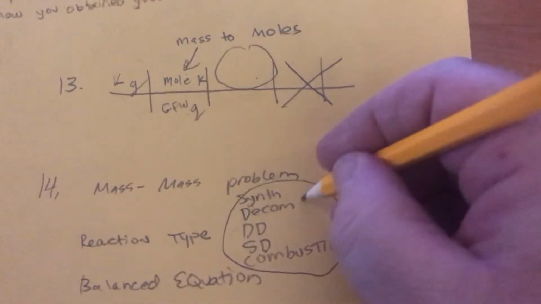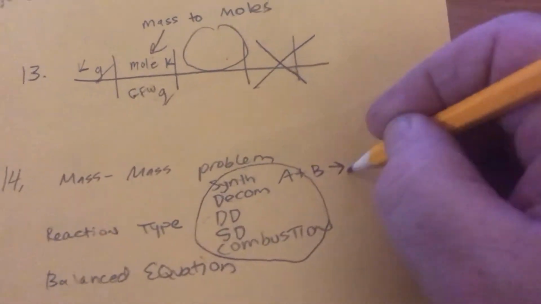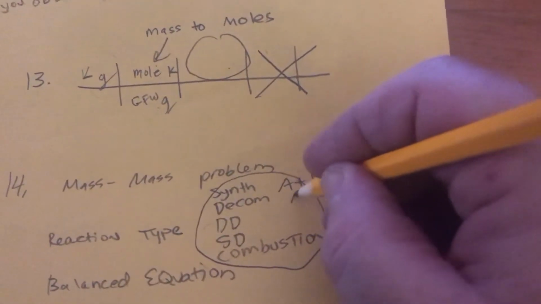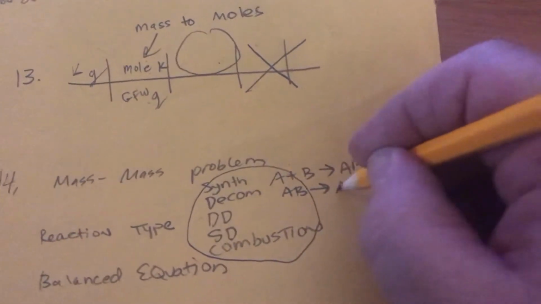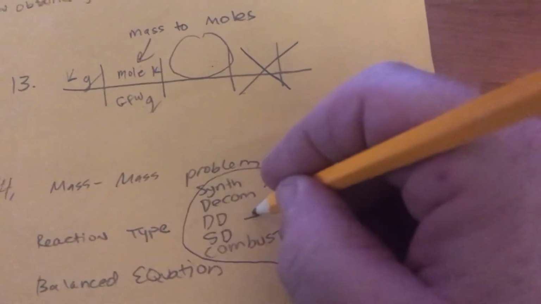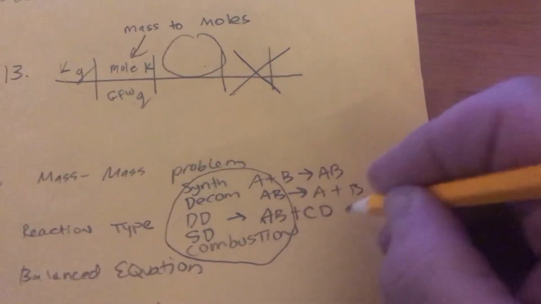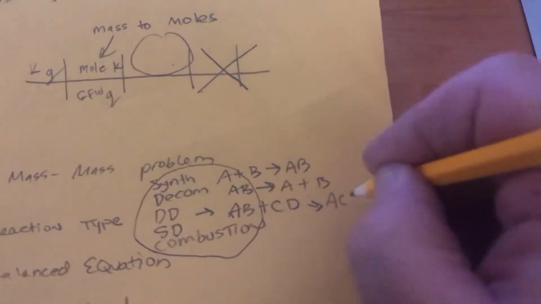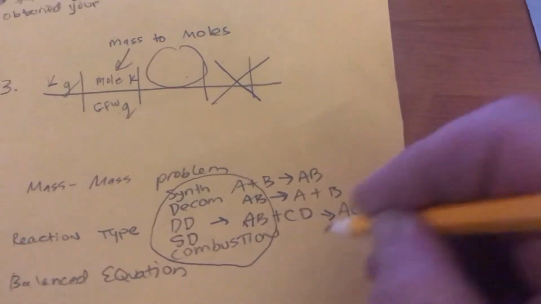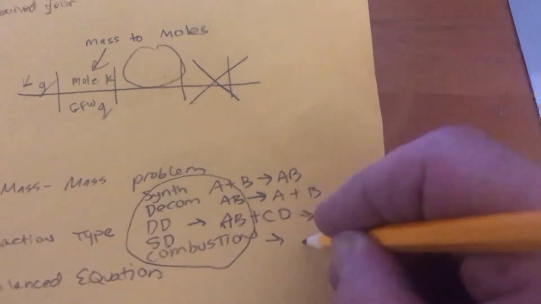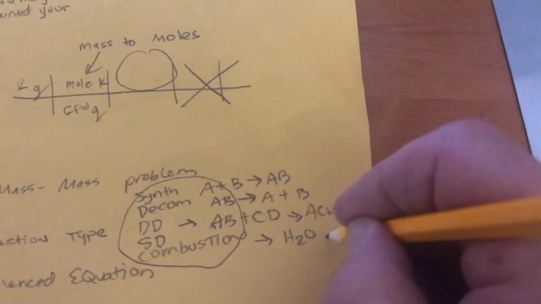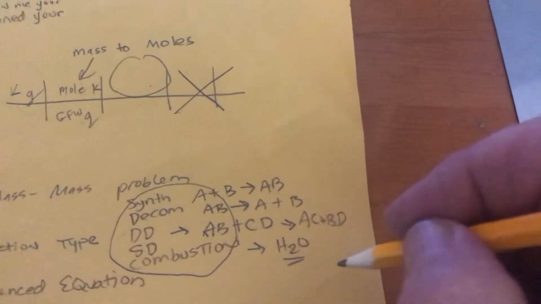What's happening? Is something becoming something combined? Is something breaking down into different parts? Are two different partners switching places? Or is something burning and water being produced? It's probably not this one. But anyway, that's what those would look like. It could be this one. You never know. But you're going to do a factor label.